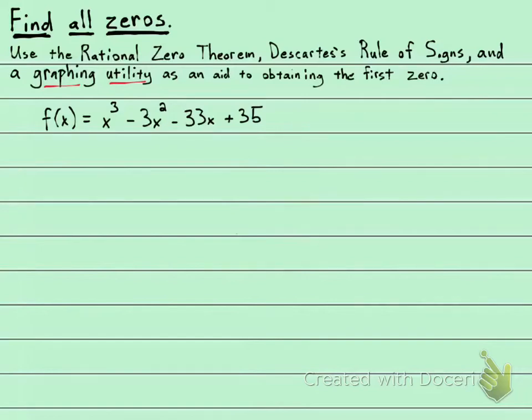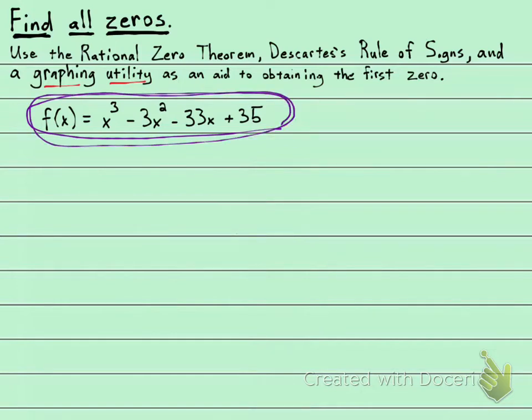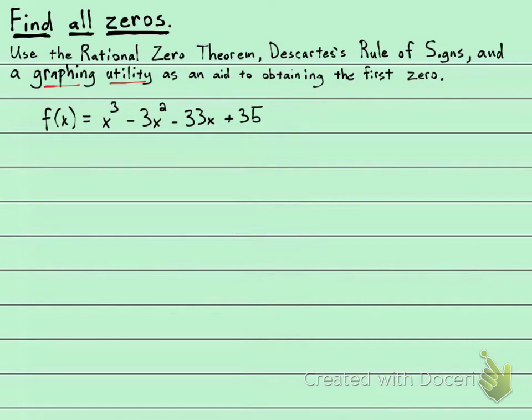They want us to find all of the zeros of this polynomial function, and we see that it has a degree of 3, the highest exponent, so we're looking for 3 zeros. And they have some recommendations here.